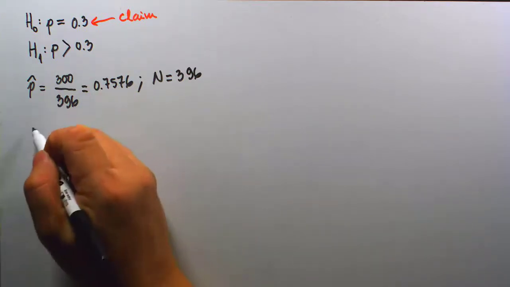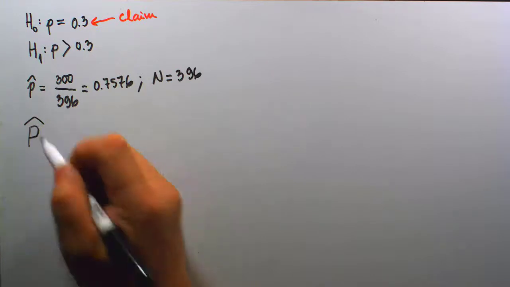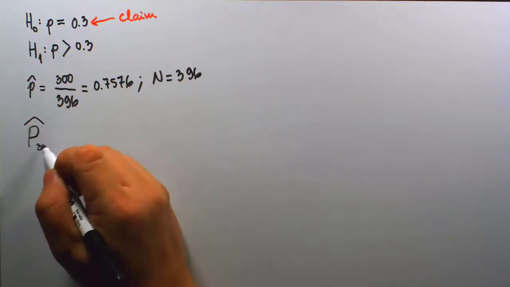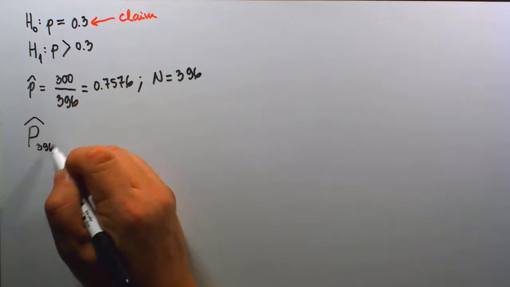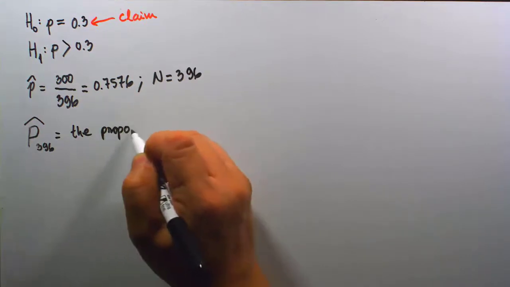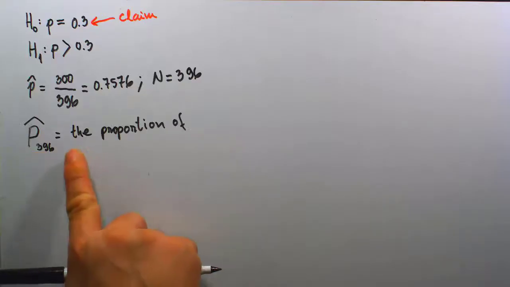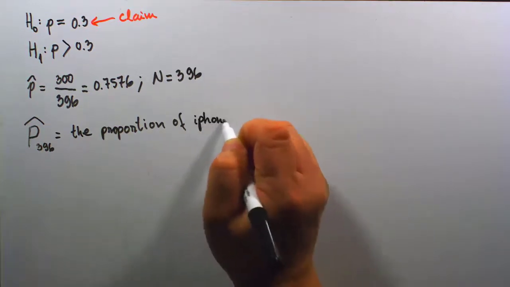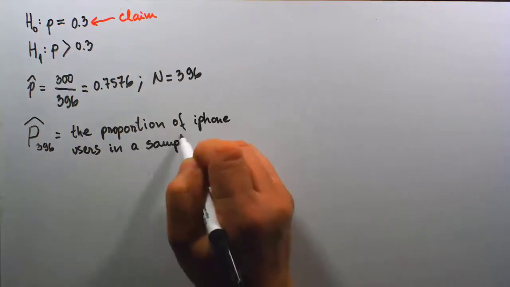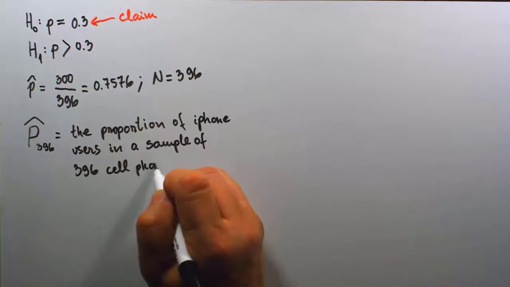And so in that way, back in our study about the sampling distribution of a sample proportion, I defined the random variable capital P hat 396 to represent the proportion, because there are so many values that we have to define a variable to generally represent the proportion of iPhone users in any sample of 396 cell phone users.